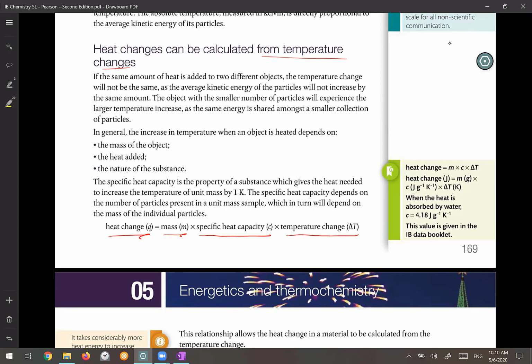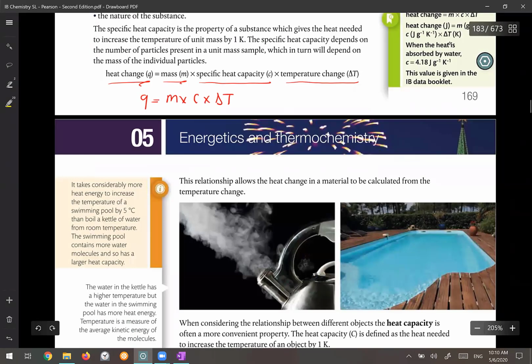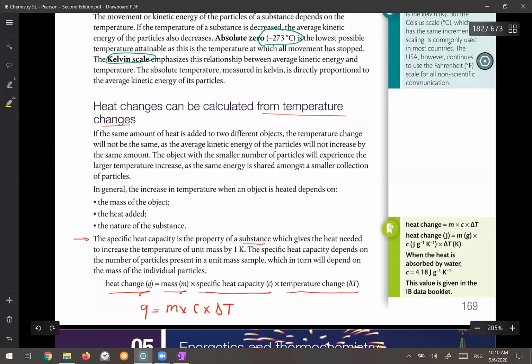And we said the amount of heat can be calculated from the mass times specific heat capacity times temperature change of that substance. The definition of a specific heat capacity was given here. So the specific heat capacity is a property of a substance. So for different substances, you have different specific heat capacity. It is a property of a substance which gives the heat needed to increase the temperature of the unit mass by 1 Kelvin.